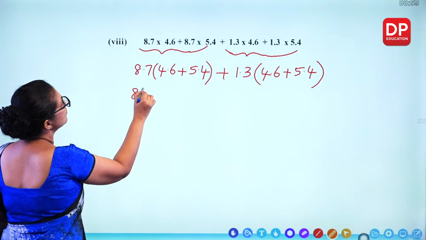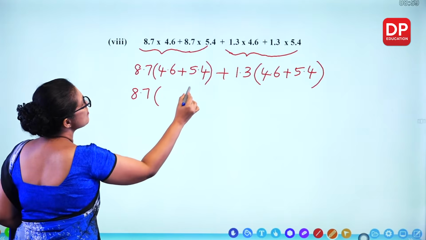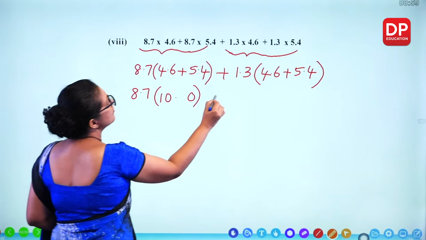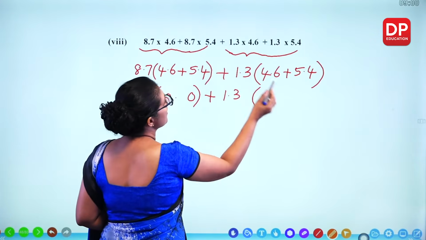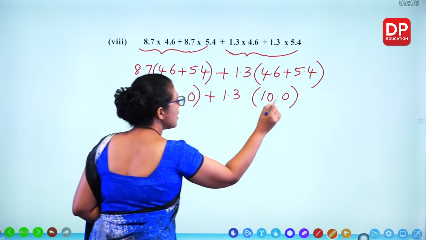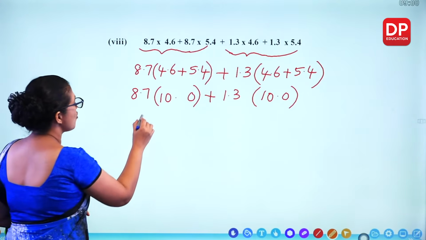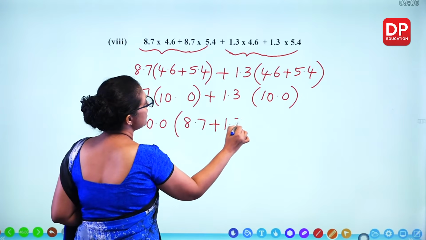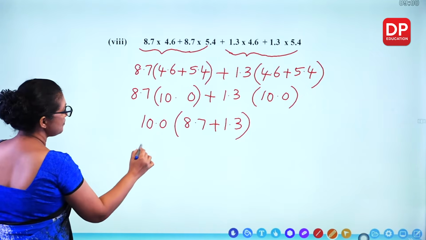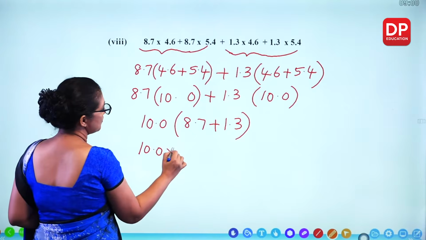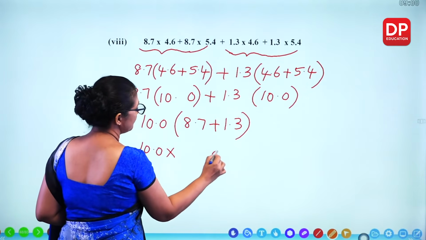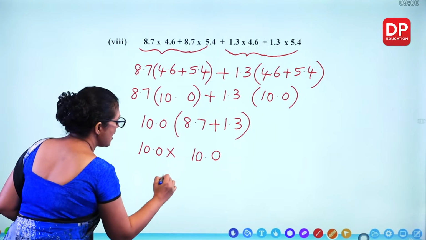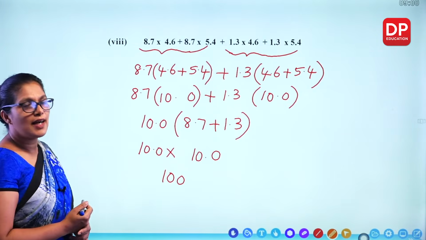Now, add these two. 6 plus 4, 10. 5 plus 4, so you get 10 here. What about this one? Same thing. So you get 10. Now, two expressions. 10 is common. Take it out. What's remaining? 8.7 and 1.3. So 10 times. What's the addition? Again 10. 10 times 10, you get 100.